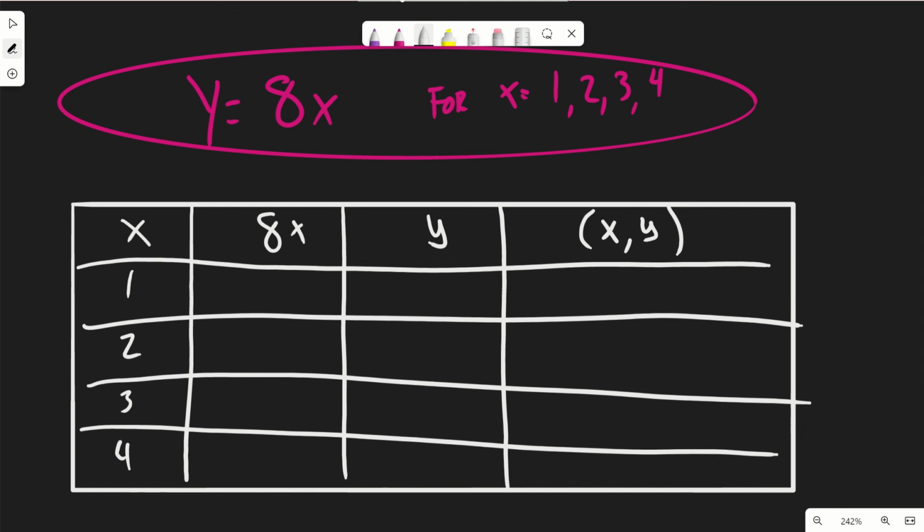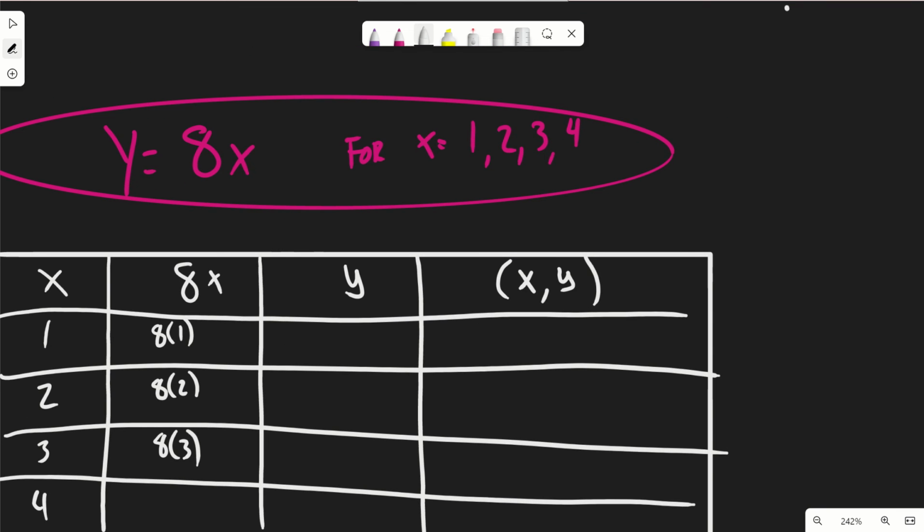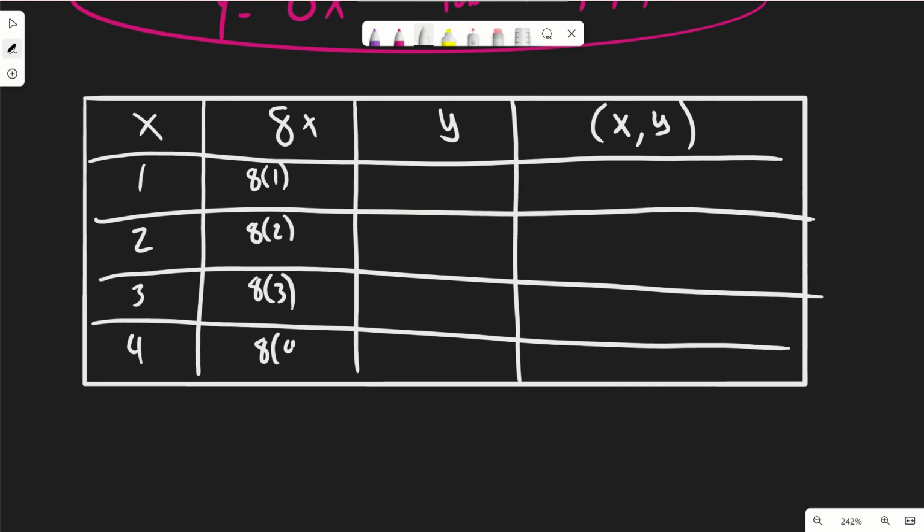So I plug x into my equation here. So instead of 8x, it's going to be 8 times 1. Instead of 8x, it's going to be 8 times 2, 8 times 3, 8 times 4. My x is going to change depending on whatever my x values are. Whatever these values are will change what my value is in the table. And we go through and solve this. 8 times 1, well, that's 8. 8 times 2 is 16. 8 times 3 is 24. 8 times 4 is 32.